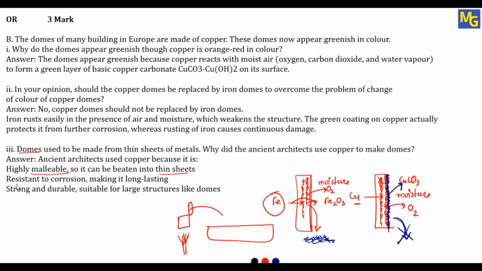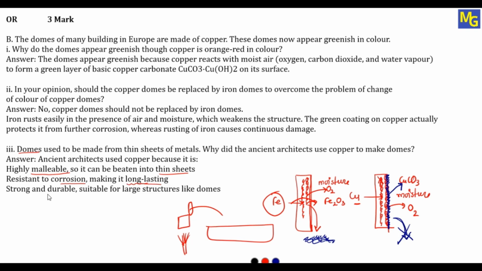Second is resistance to corrosion, making it long lasting. So compared to iron, copper has the resistance to corrosion. As I told, if copper is undergoing corrosion, the outer layer will form this greenish color CuCO3, copper carbonate, but it will remain attached on the copper. Therefore further corrosion will be avoided and it will remain long lasting. So that is the next property reason.